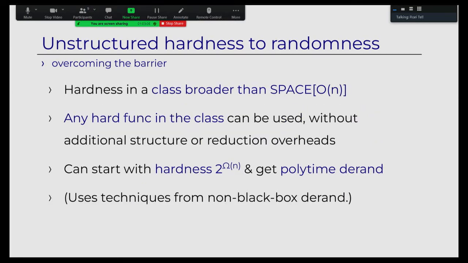So again, we don't need the structure for the first time. There is no DSR and RSR here, probably inherently, because it's outside PSPACE. Any hard function in the class would do. You don't need a nice one, and you're not paying some reduction overheads. Any hard function, if it has the right hardness, you win. And you can start with maximal hardness and get polynomial time derandomization. And of course, it's going to use all the targeted stuff that we saw.